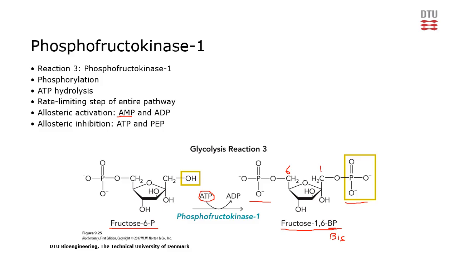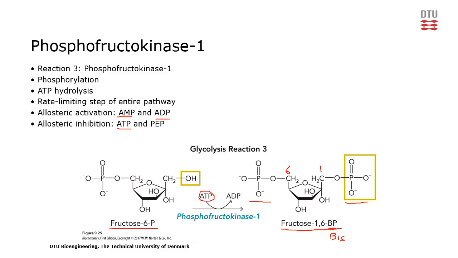So AMP and ADP are products of these reactions, but they are the negative, so to speak, products. We want to have a lot of ATP when we run glycolysis. So if we have a lot of ADP and AMP, it means we are low on energy levels, and thereby we need to activate this reaction. So that makes sense that these two molecules, AMP and ADP, activate the reaction.